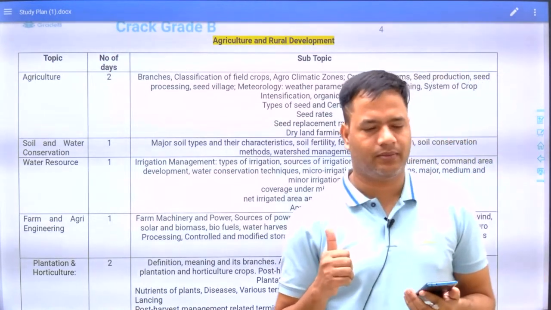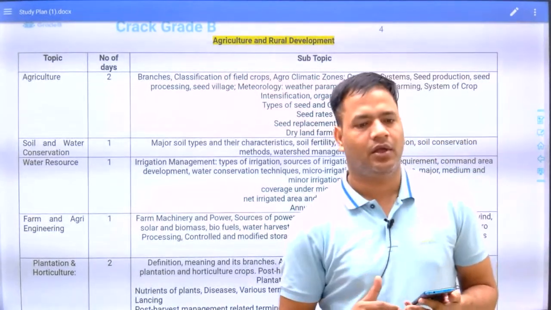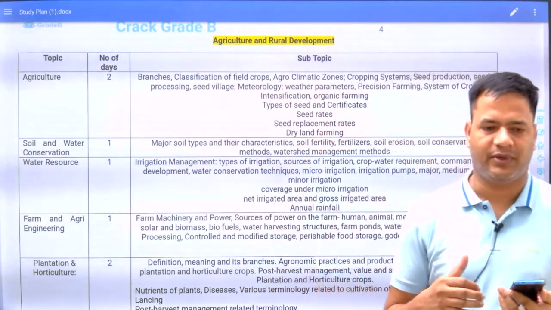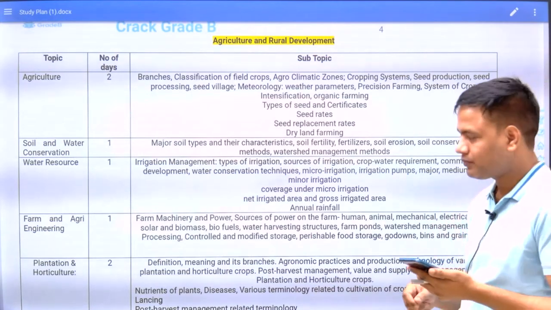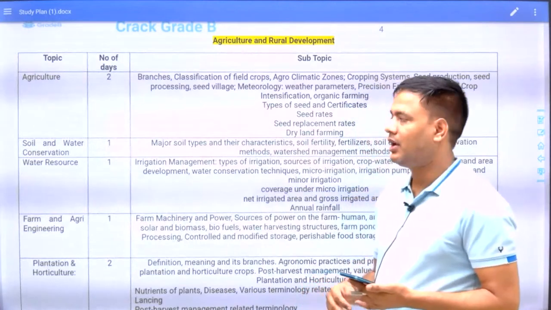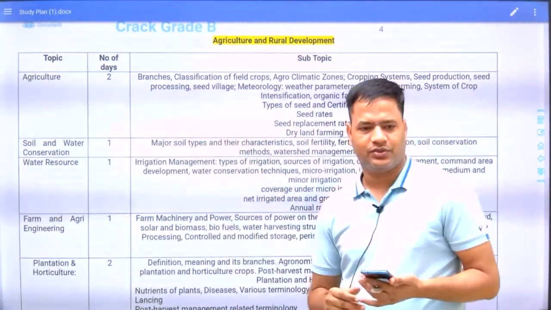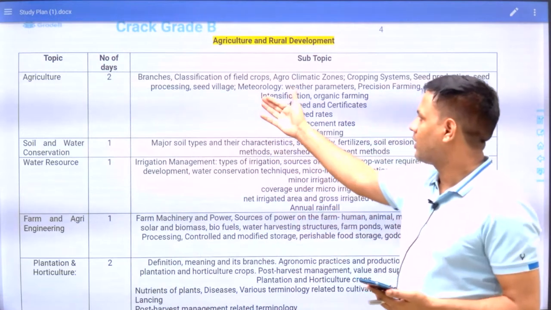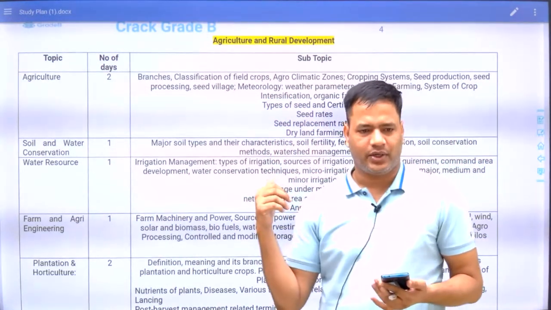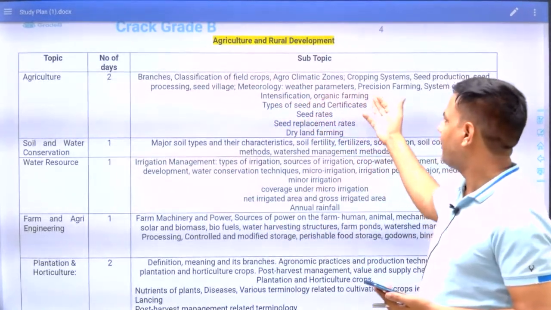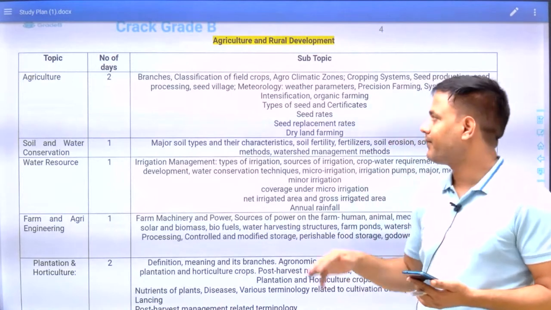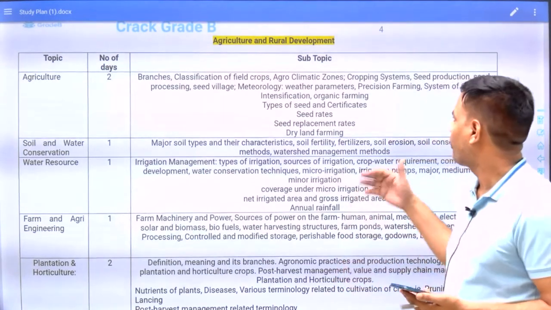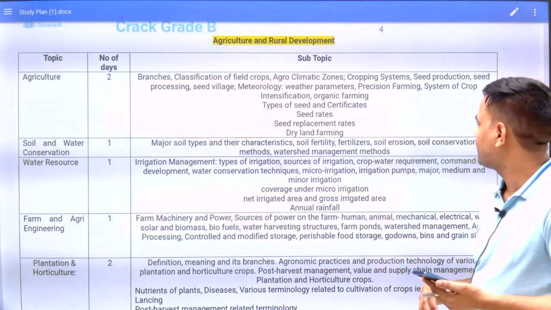In this subject, mostly questions will be asked from the static part, and within the static part there are some specific chapters from which a major portion of the questions will be asked. First is agriculture. Under this you have to study the various branches of agriculture. That is important. One question you can see from that, any definition of agriculture branch, and classification of field crops, that is important and a simple question. Agroclimatic zones, various agroclimatic zones you have to study, cropping system, various cropping systems in India, like cropping pattern and cropping system, you have to study under this topic.